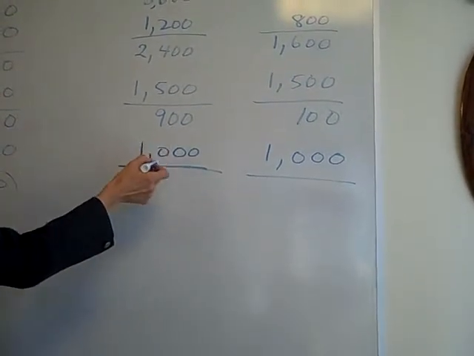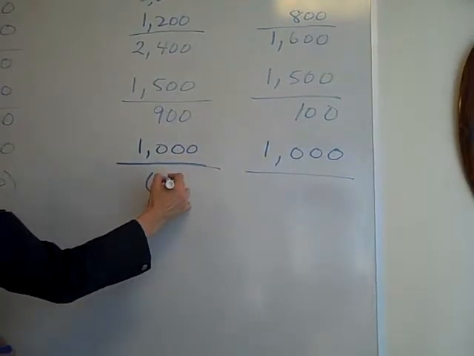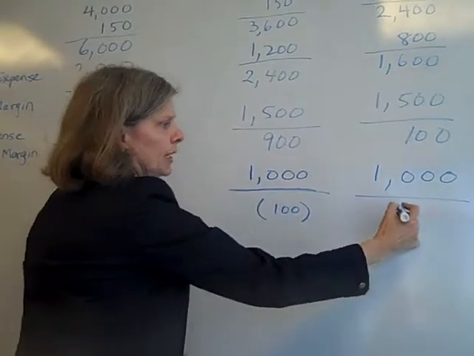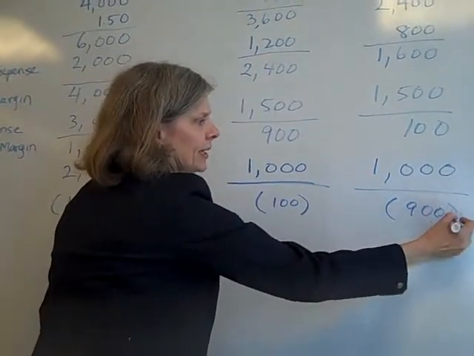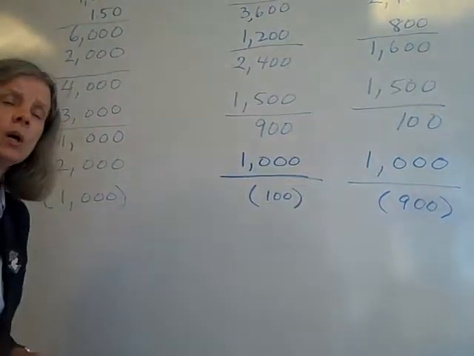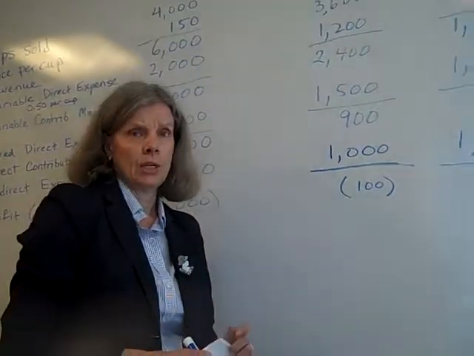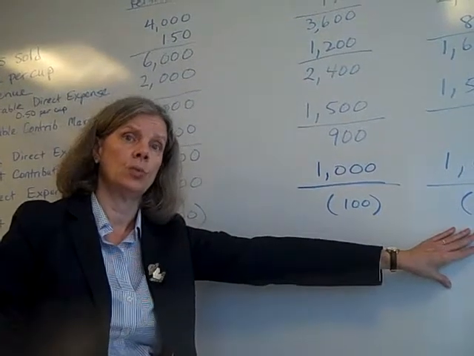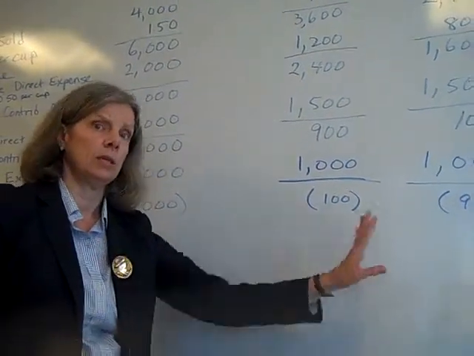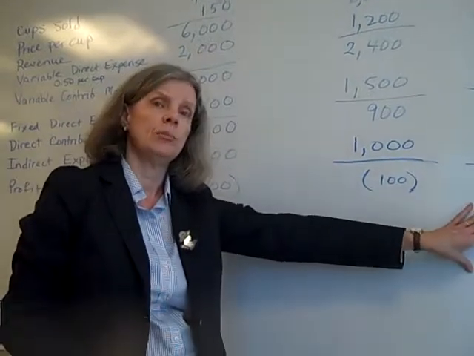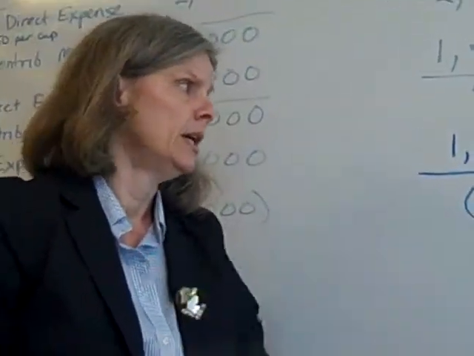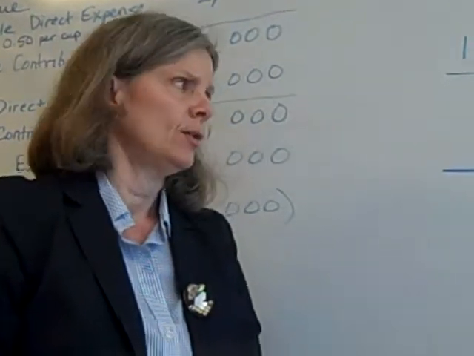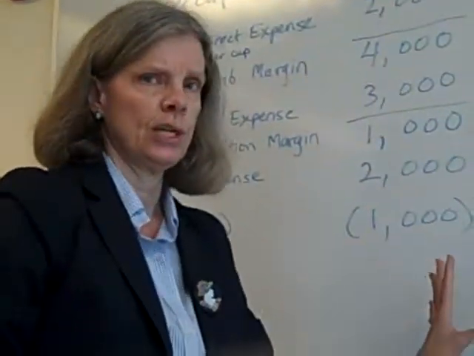If we subtract 1,000 from 900, we have a loss of 100. And if we subtract 1,000 from 100, we have a loss of 900. So in this scenario, neither stand is generating a profit, but still Dan's stand is doing worse than Jen's stand, and we need to focus our attention maybe on what's going on here, which we'll do now as we look at some scenarios for changing the situation.